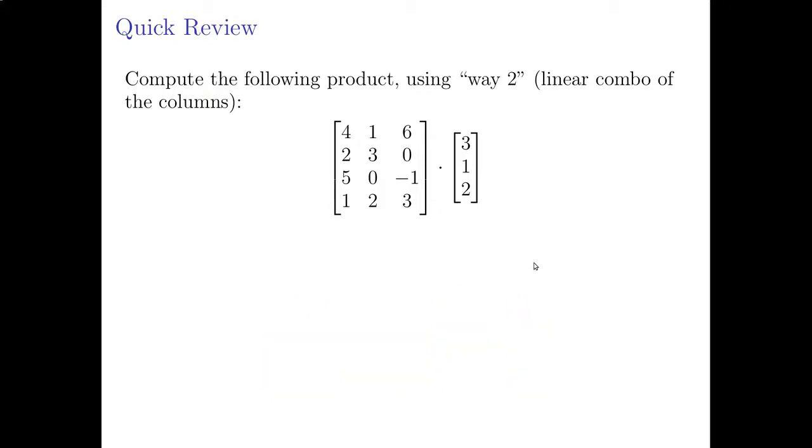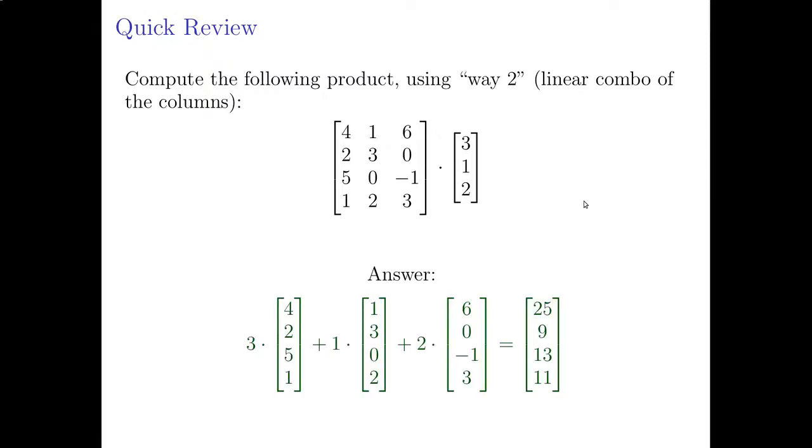Now, compute the same thing using way number 2. So think of this as a linear combination of the columns. We want 3 of the first column, 1 of the second column, 2 of the third column. What do we get when we get it that way? Obviously, the answer should be the same, and you should verify that you get that when you're thinking of it as 3 of this domino, or I guess quadromino, 1 of this quadromino, and 2 of this quadromino.